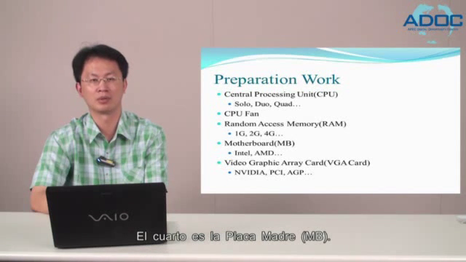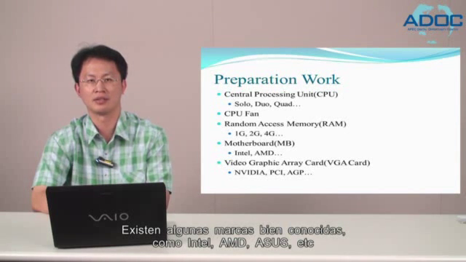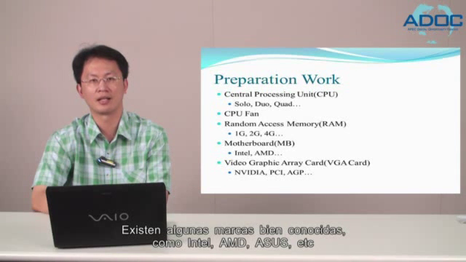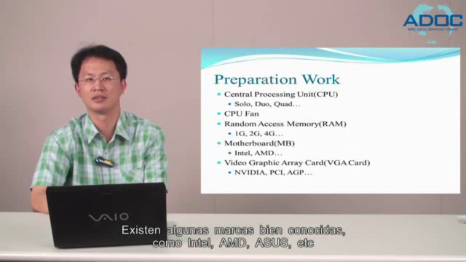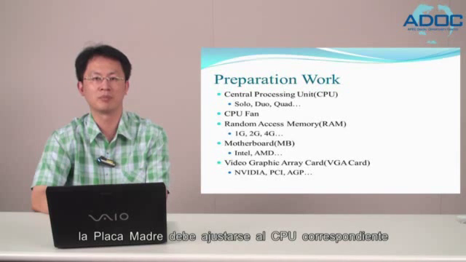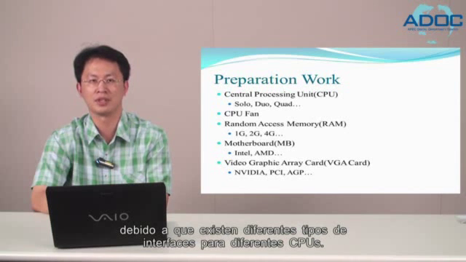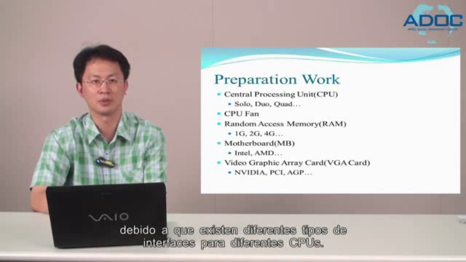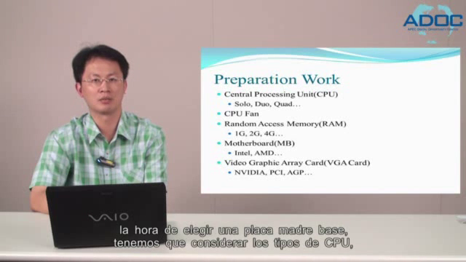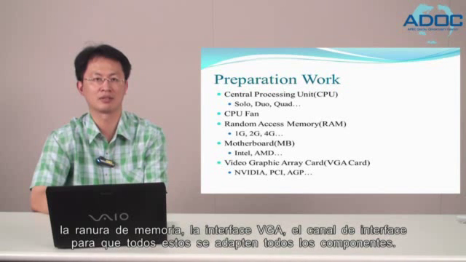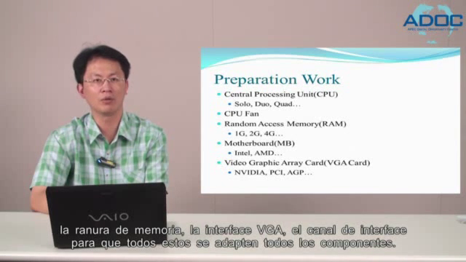The fourth is the motherboard. It has some well-known brands, including Intel, AMD, Asus, etc. Motherboard must fit to the corresponding CPU because of the different type of interface for various CPUs. When choosing a motherboard, we need to consider CPU types, memory slots, VGA interface, bus interface to fit all your components.